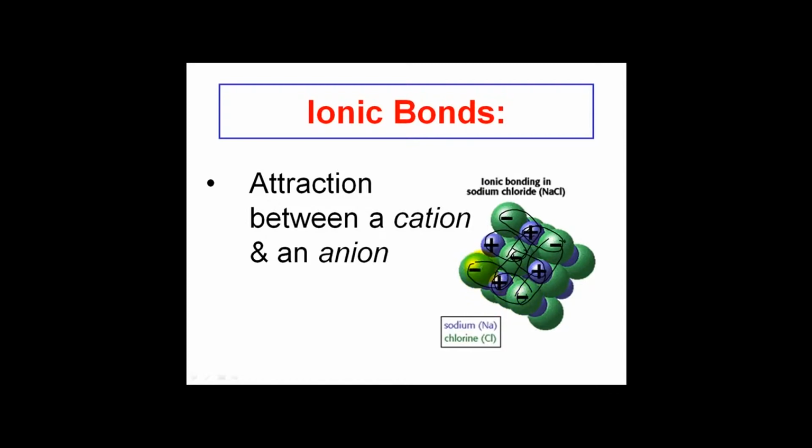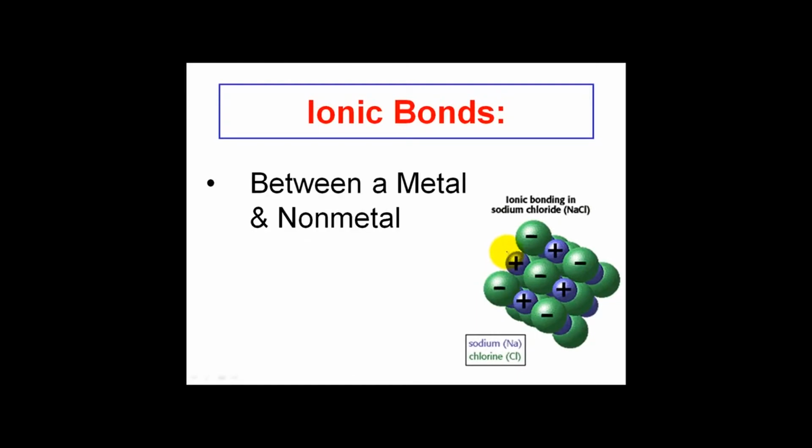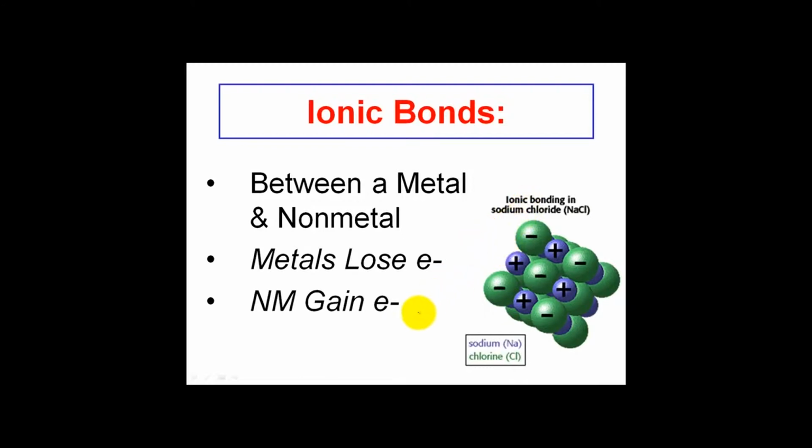So it's an attraction between a cation and an anion, and it results from the transfer of electrons. We're also going to find ionic bonds are typically between metals and nonmetals, the left side of the periodic table and the right side of the periodic table. Metals tend to lose their electrons, and the nonmetals will be the elements that gain their electrons. So nonmetals will become negative, and my metals will become positive. So when you lose electrons, you become positive. When you gain electrons, you become negative.